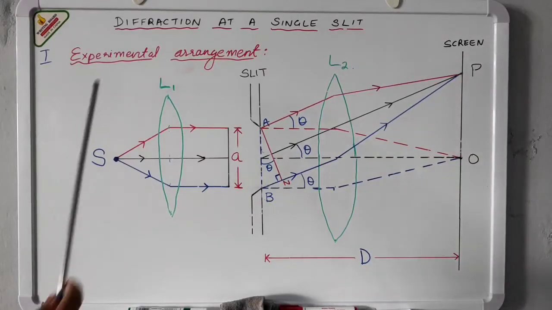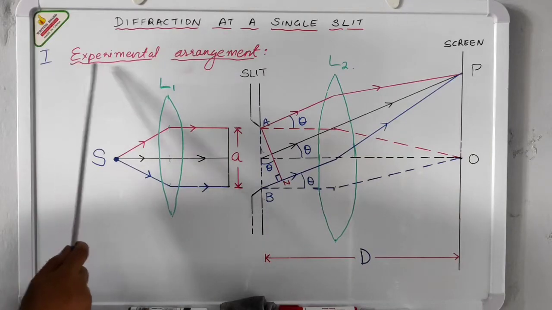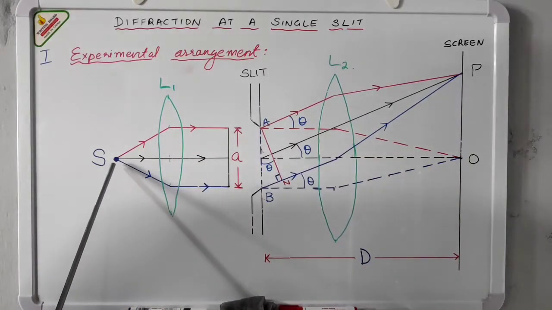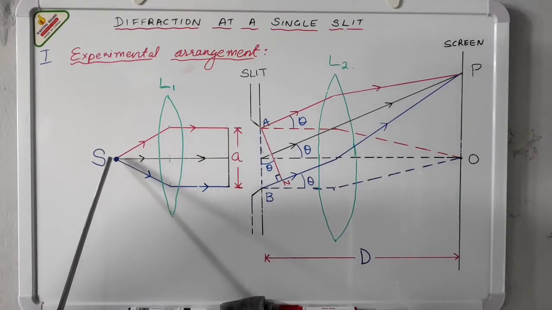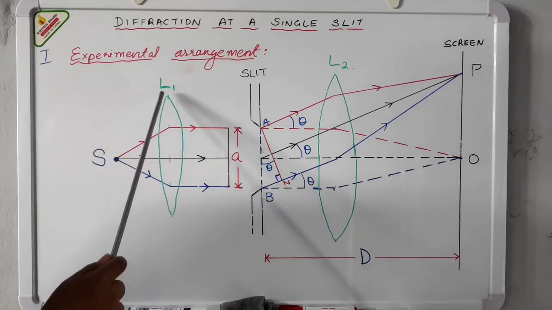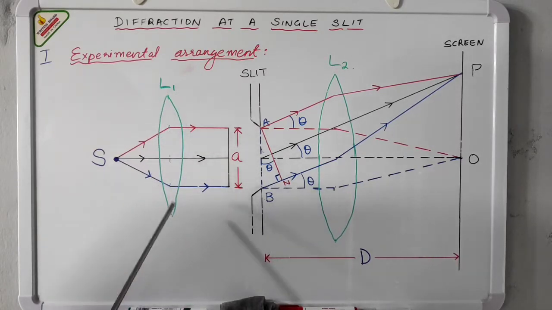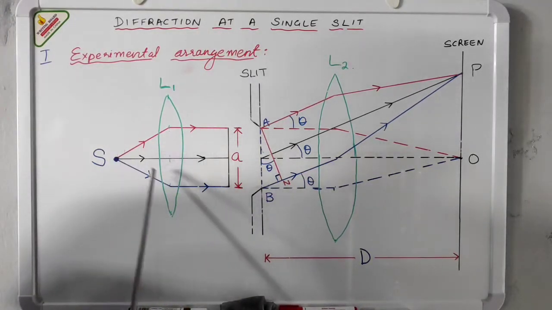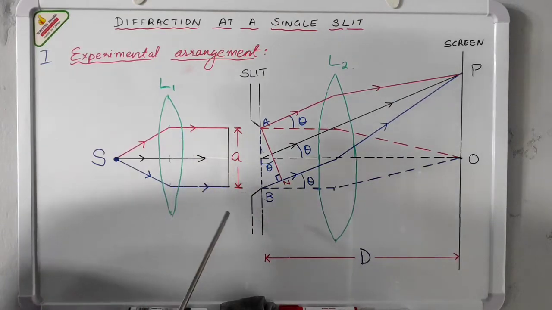In this video, I'm going to explain diffraction at a single slit. Let me start with the experimental arrangement as the first part. Here we have a monochromatic source of light of wavelength lambda, which is placed at the principal focus of the lens L1, which converges all the rays parallel to each other after refraction.